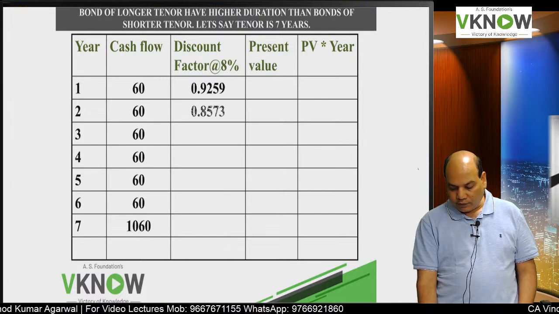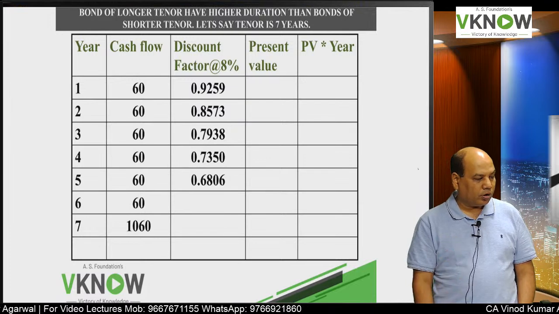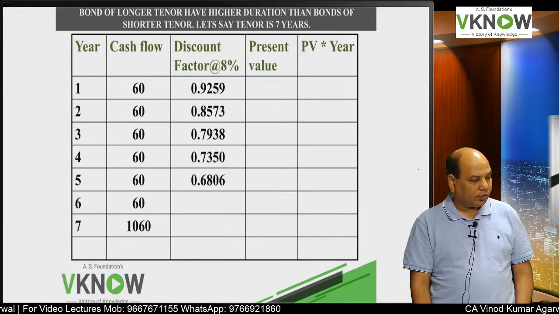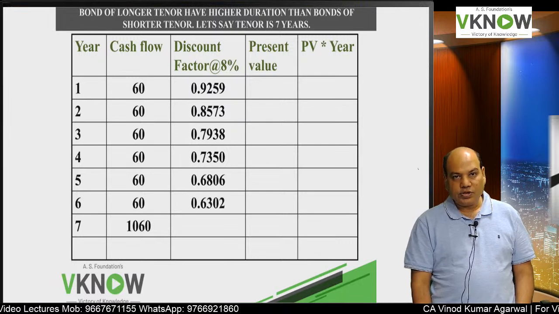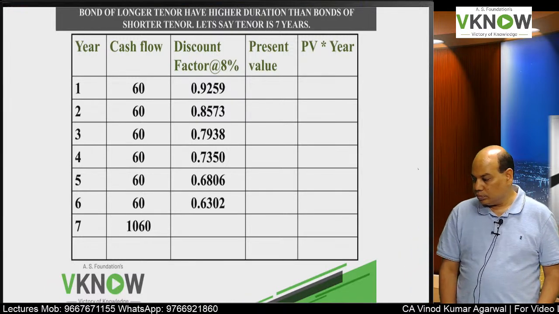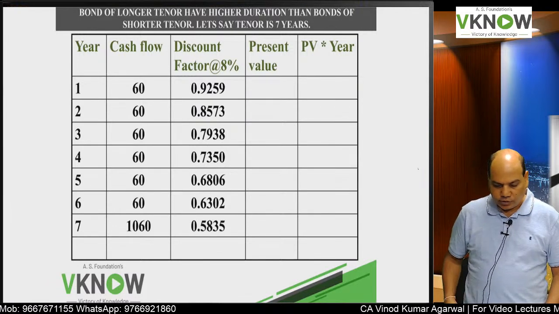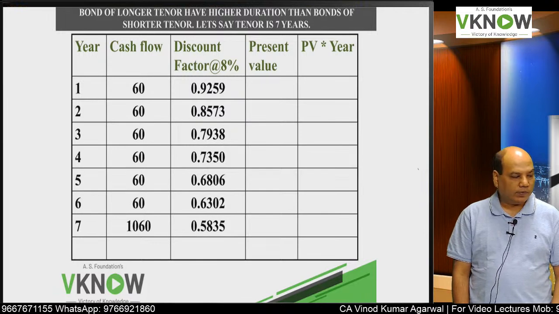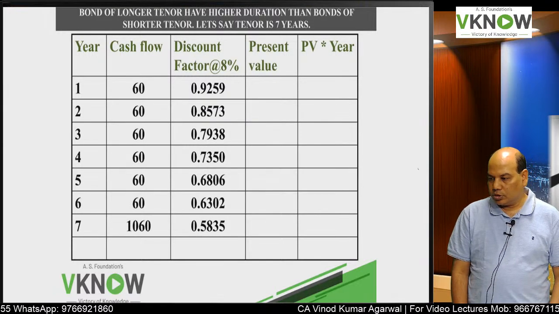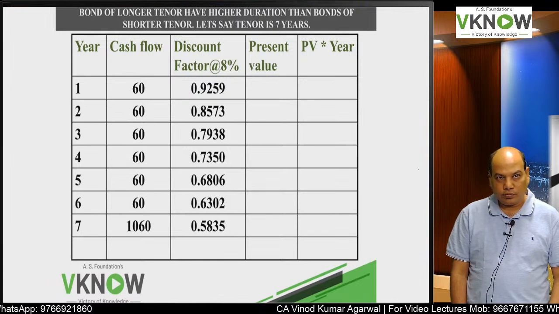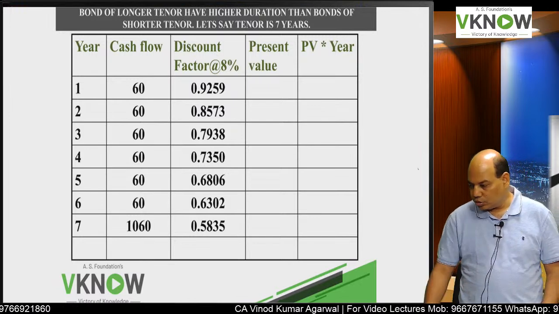Present value factor for the first 5 years you can copy from your previous answer 42. Calculate for the 6th year, 0.6302, and for the 7th year, 0.5835. Now calculate the present value. Multiply these 2 columns. Give me the total.